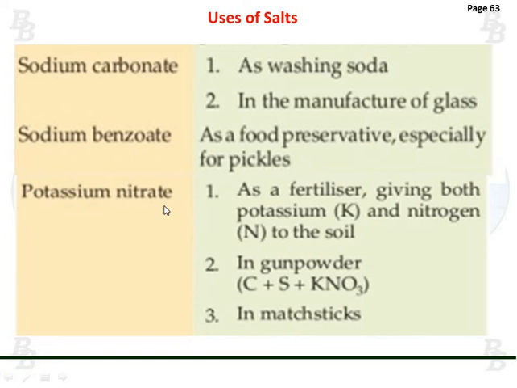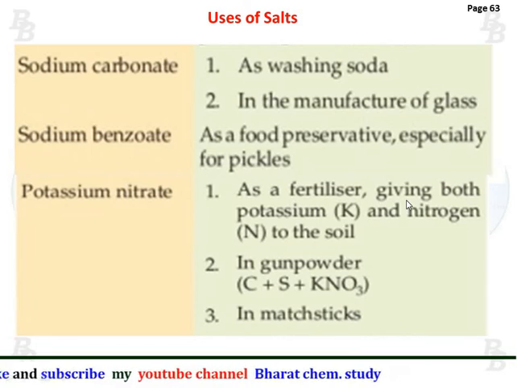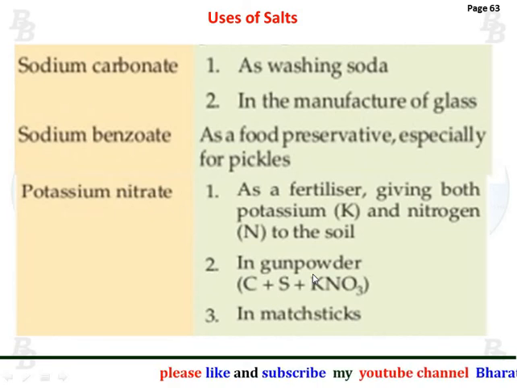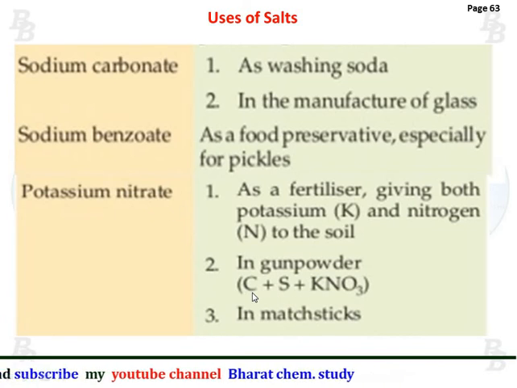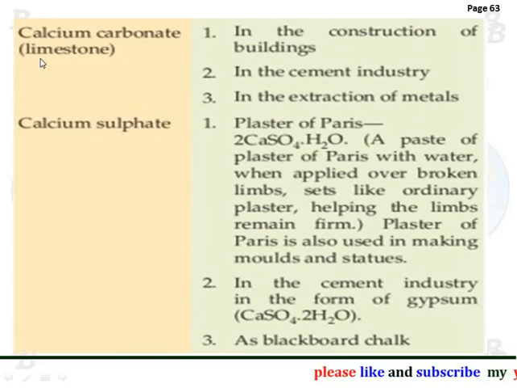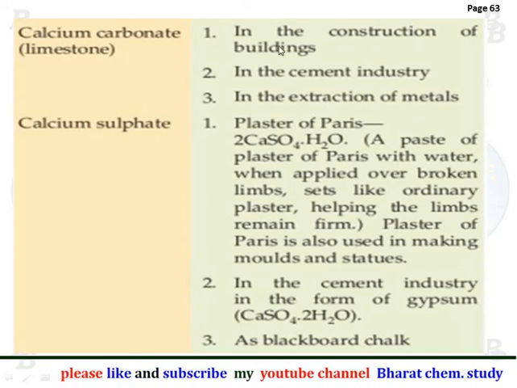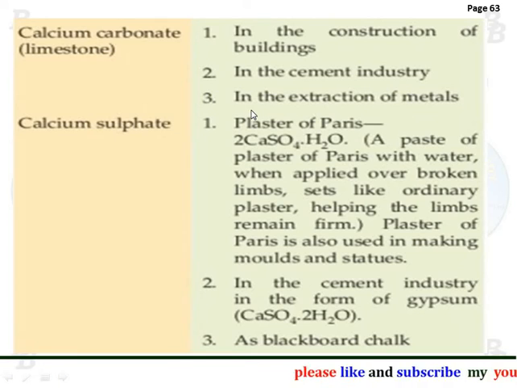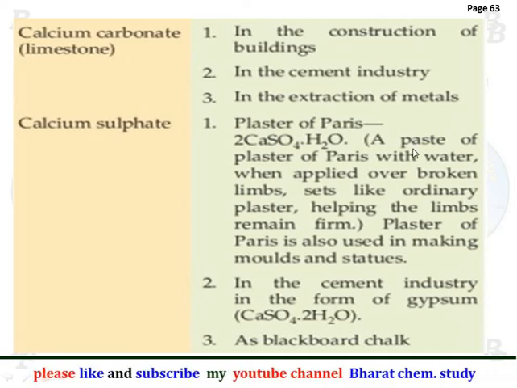Potassium nitrate is also a very important compound because it is used for manufacturing fertilizer, giving both potassium and nitrogen to the soil. It is also used to prepare gunpowder, which is a mixture of carbon, sulfur and potassium nitrate. It is also used in matchsticks. Calcium carbonate, limestone, is used in the construction of buildings. It is also used in the cement industry and in the extraction of metals.